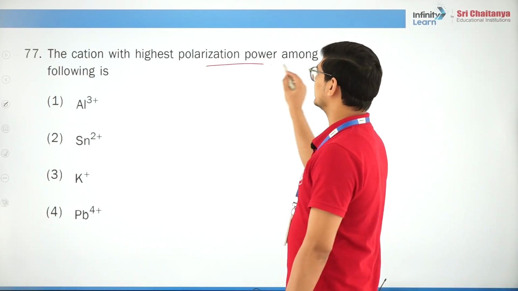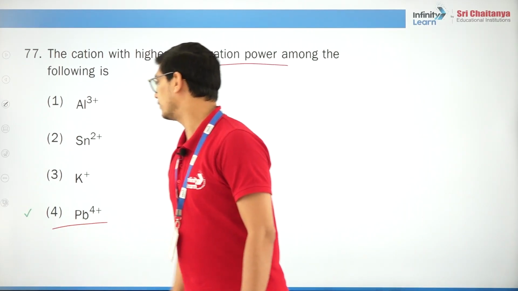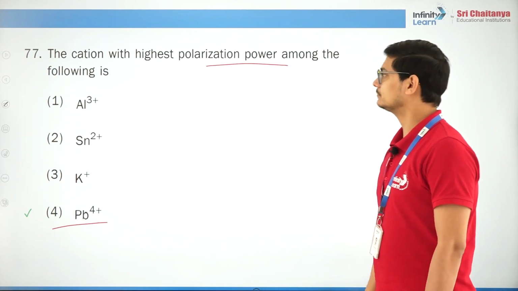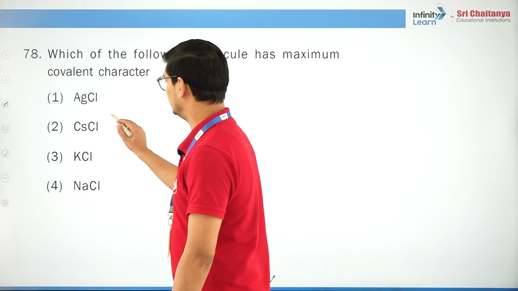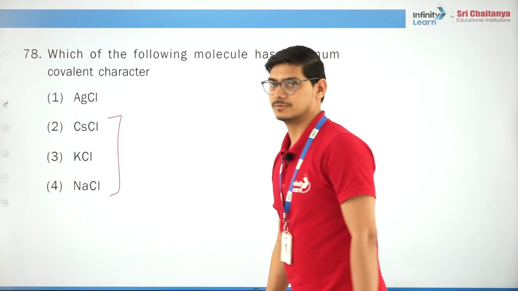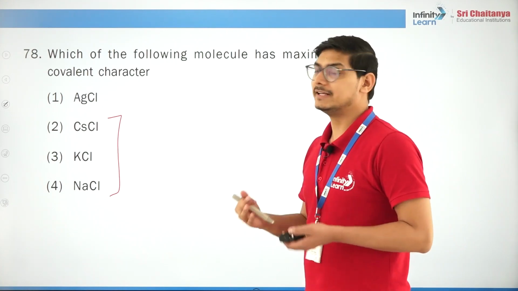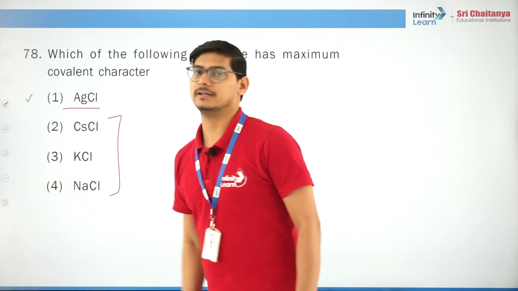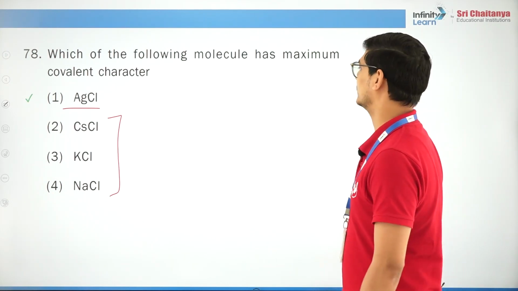Cation with the highest polarizing power, it is proportional to the charge on the cation. So it is 4 plus. Clear? Can have maximum covalent character. Obviously these are group 1 compounds, so their ionic size is large, so they have more ionic character. So which is AgCl, it's a pseudo inert gas configuration, it is more polarizing, greater covalent character. Okay.